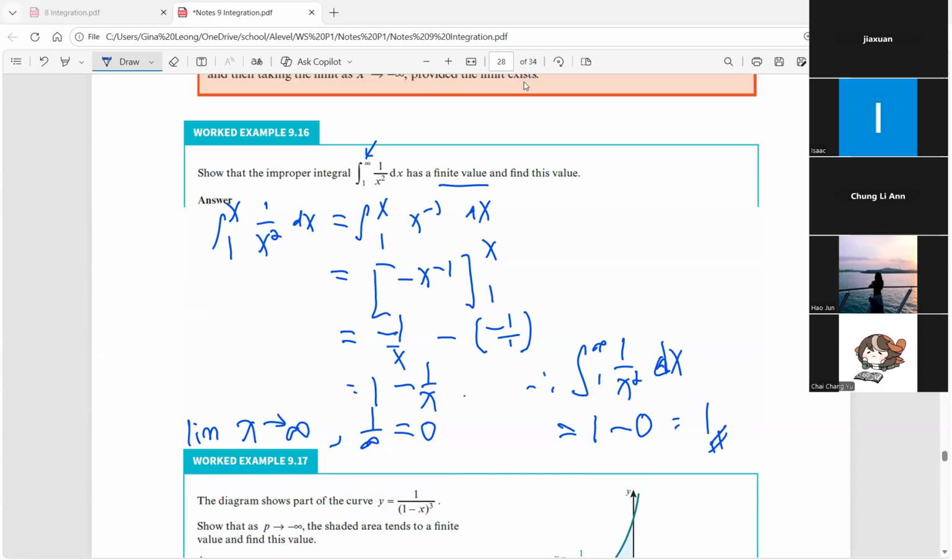Okay, so I can set that this is 0, right? You remember just now I taught you about the limit. I said that when you have this limit, you replace the value inside. So according to the integration just now, I get 1 minus 1 over x, right? So when I put x as infinity, I get 0, meaning 1 minus 0. So the final answer is 1.